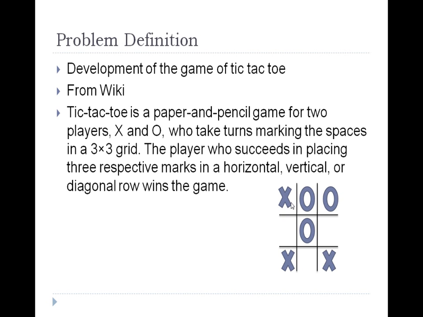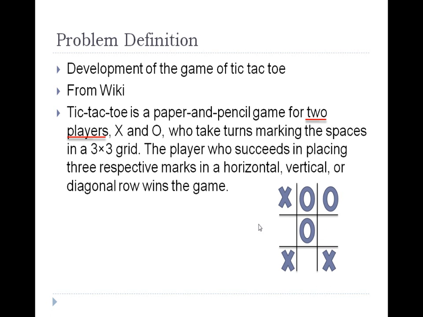One player chooses the X mark while the other player chooses the O mark, and they take turns one by one to mark the spaces in this grid. And if anyone is able to complete a line, either a horizontal line or a vertical line or a diagonal line, then that player wins the game.